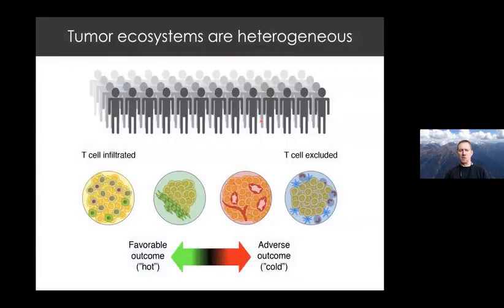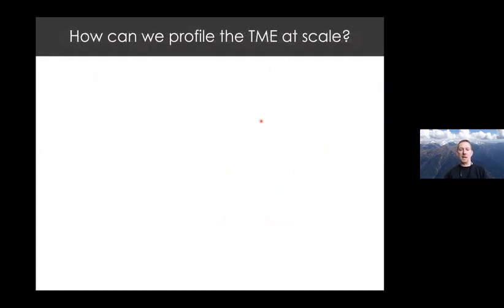People have started to refer to T-cell infiltrated tumors as hot tumors and T-cell excluded tumors as cold tumors, but we're beginning to appreciate it's not just T-cells, it's not just the infiltration, it's the state that they're in, and it's also their organization and their relationship to other cell types as well. So what existing technologies do we have to try to dissect the tumor microenvironment?